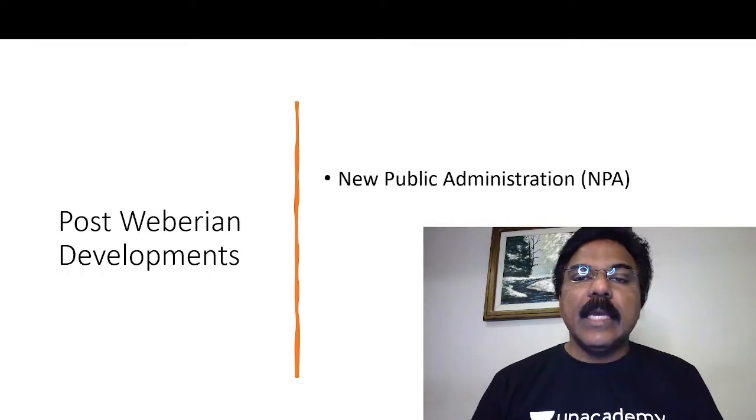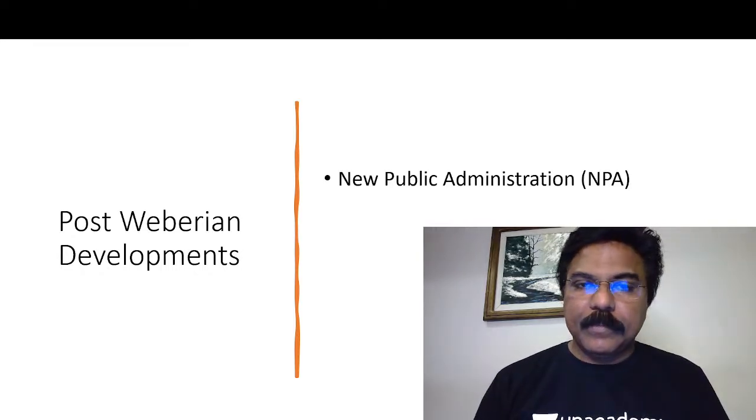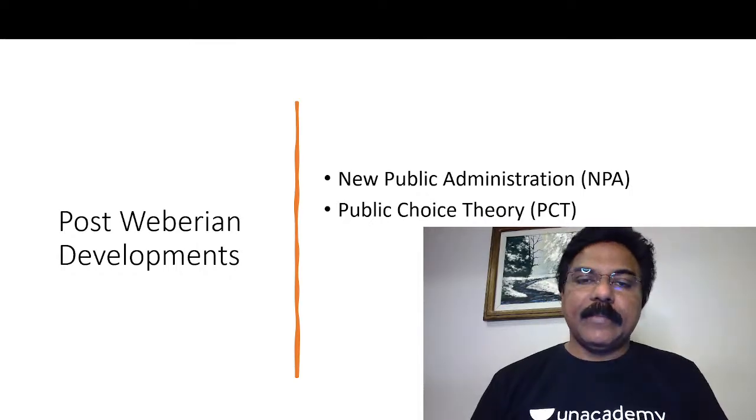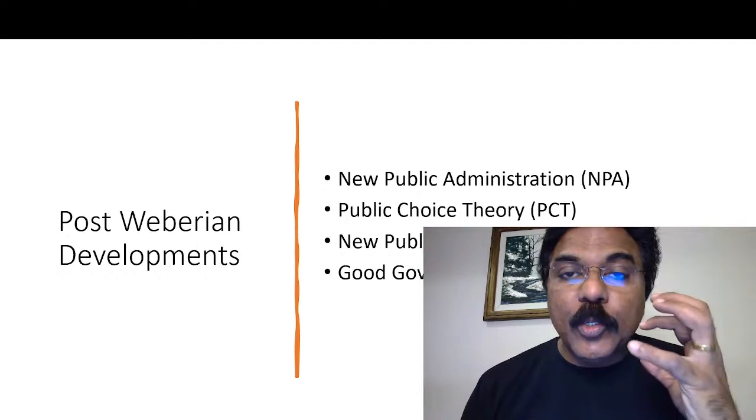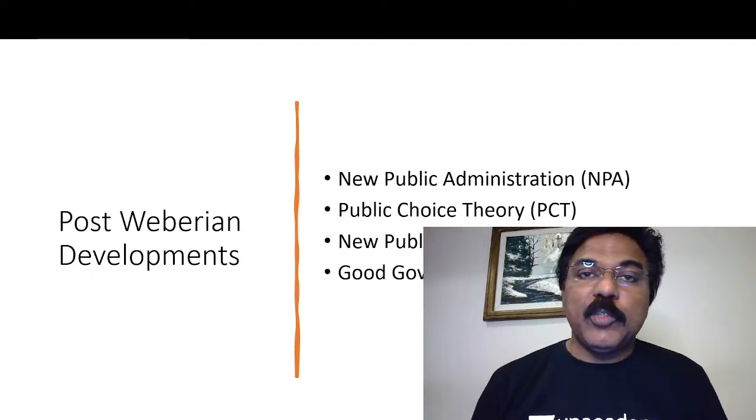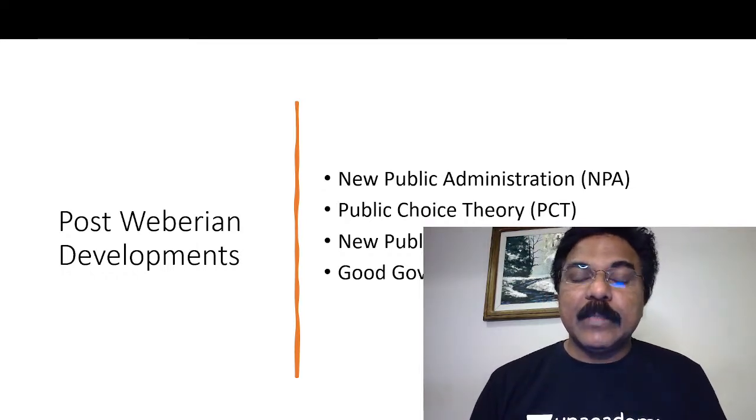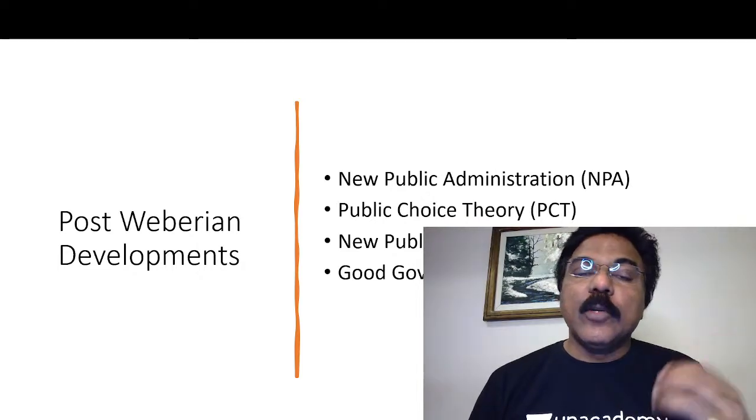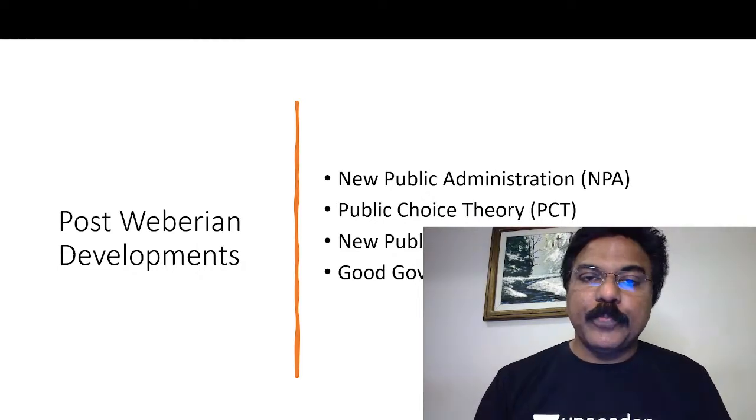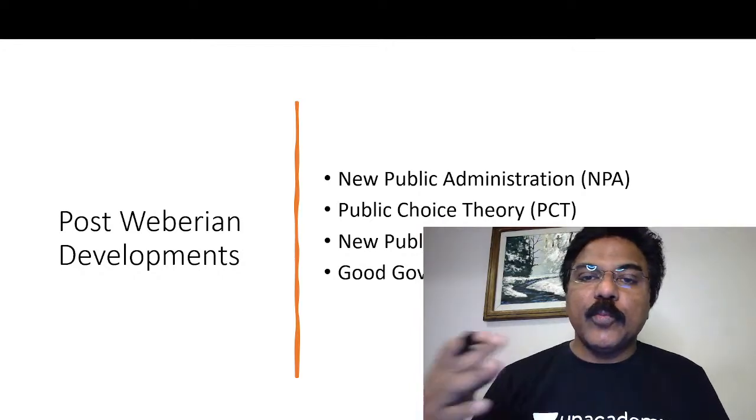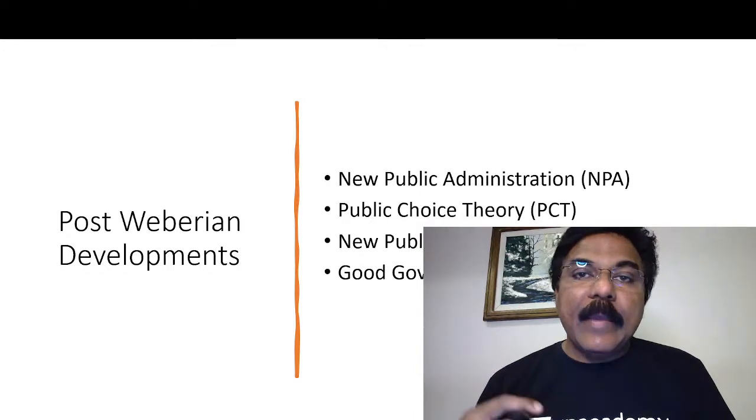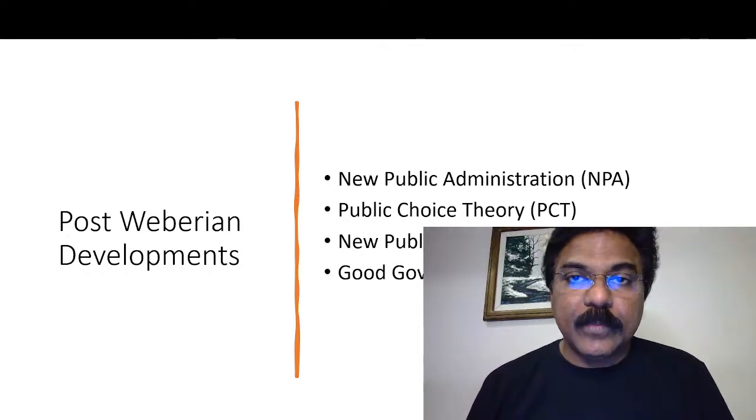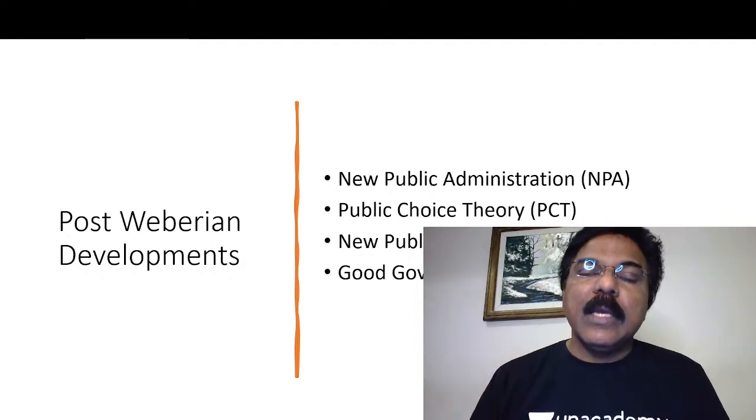What are the theories? New public administration, public choice theory, new public management, and there's something called new public service also. I'll possibly teach you because it's not there in the syllabus, but you need to understand it. And good governance, which we'll cover in paper 2. So these are the theories that we'll cover in the next classes. Today, if you're taking new public administration, tomorrow it will be public choice theory, and the day after tomorrow it will be new public management, and I will take new public service also, right? So that you place yourself and understand.